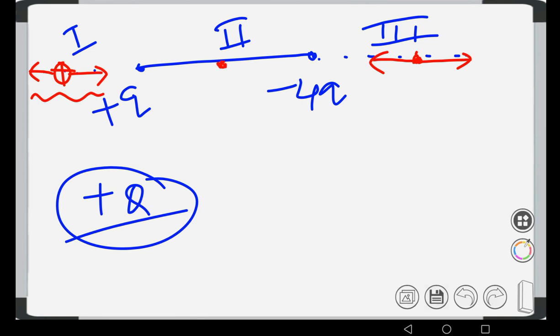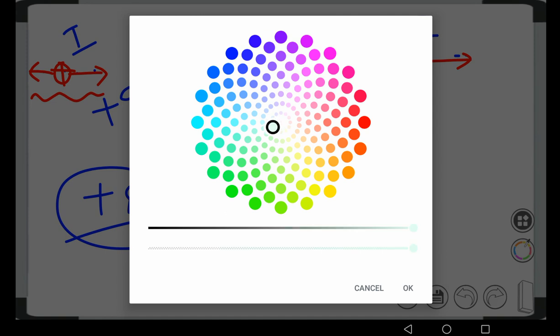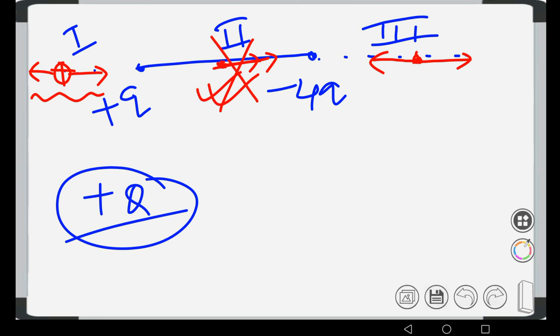But in region 2, there is no chance of getting net force 0 because it is again repelled by q and attracted by minus 4q. Both forces are in the same direction. So such a situation is not possible, and hence we can simply cut this condition. Now let us see regions 1 and 3. Suppose the force applied by plus q is assumed to be F1 and the force applied by minus 4q is assumed to be F2.